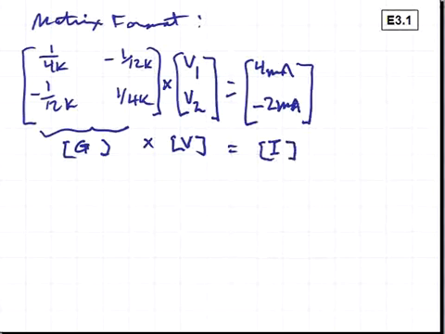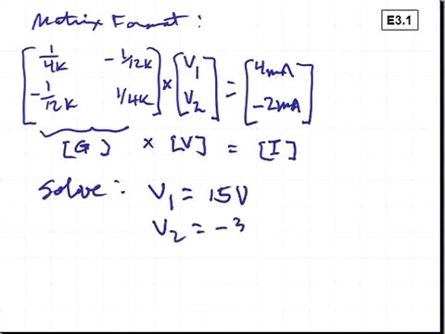So we can solve this by whatever your favorite technique is, using MATLAB, Cramer's method, Excel, or perhaps your calculator. You will find that V1 is equal to 15 volts and V2 is equal to minus 3 volts.